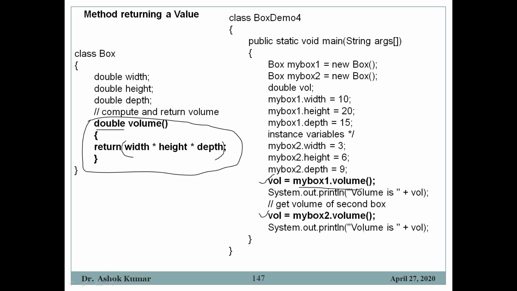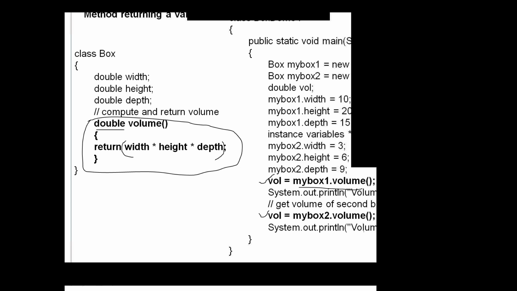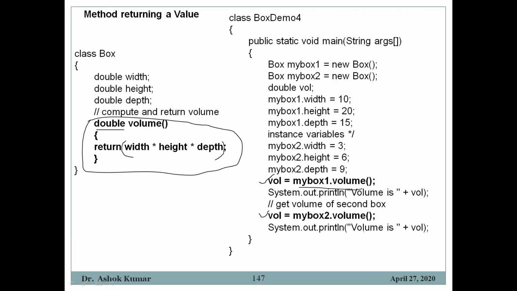So the important point of this program is every instance will have its own copy of the instance variables. This is the important point. And second, whenever you want to call the method of a class, you can call it with the name of the object and the dot operator. So first you write the name of the object, then the dot operator, then the name of the method. So this is all about this problem.